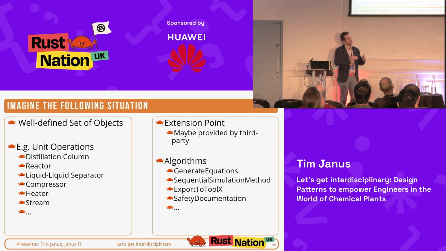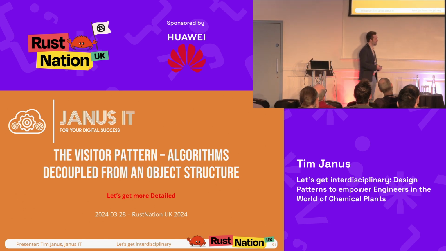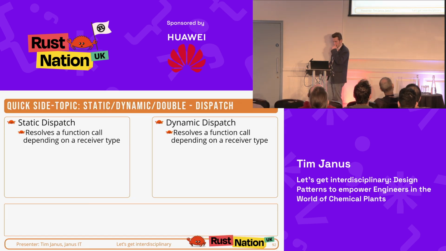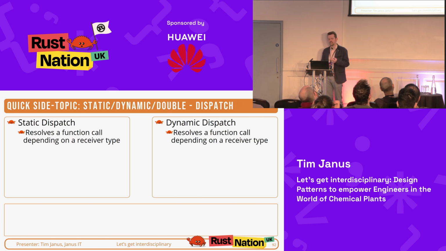That is what the visitor pattern is in the end proposing: separation of data structure and functionality in a very complex setting. I'm sorry, we need to get a bit more detailed here to really understand why visitor is so misunderstood. There are these concepts, static and dynamic dispatch. Many or some have heard of them, and double dispatch is rarely known, I think. Both dispatch types resolve a function by a receiver type, like by the type of self or the this pointer in C++.